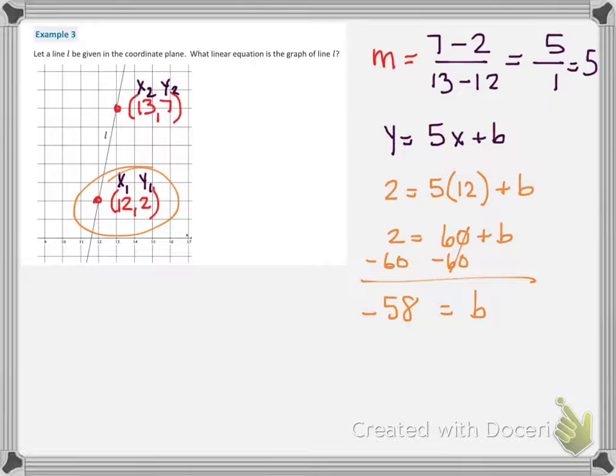No wonder we couldn't see it on the graph. And then my equation. Well, my equation is y equals m, I found that was 5 times x plus b, and that was negative 58. So I'm going to change that from a plus to a minus 58. Y equals 5x minus 58.